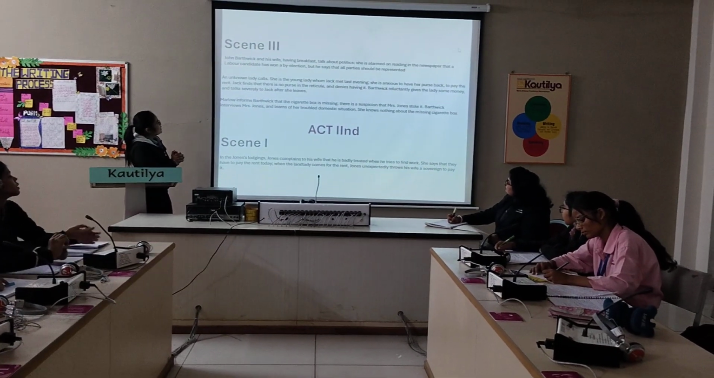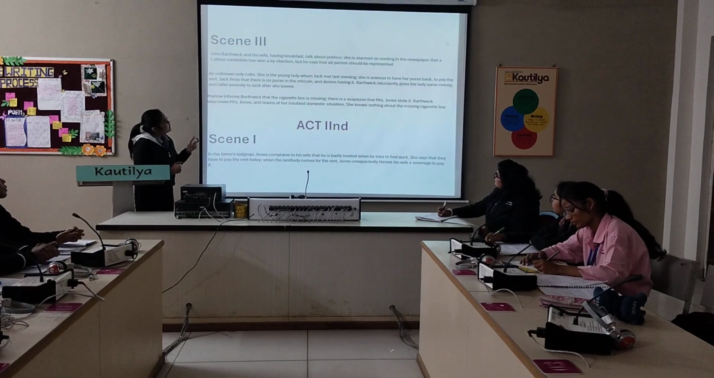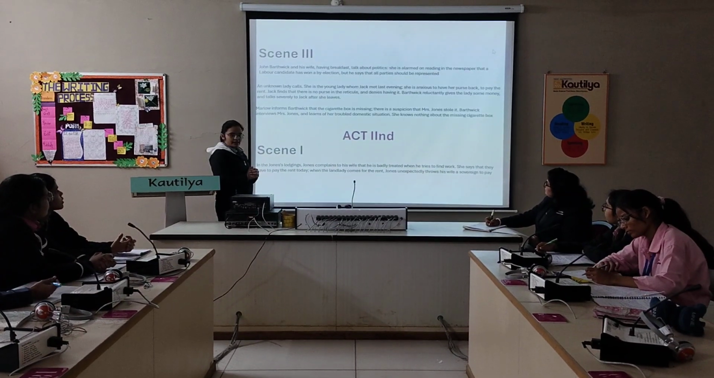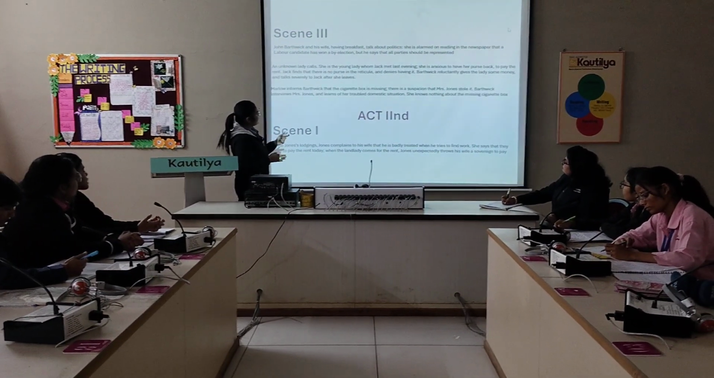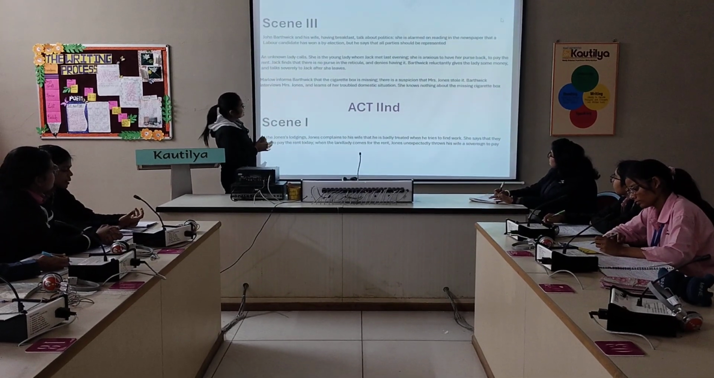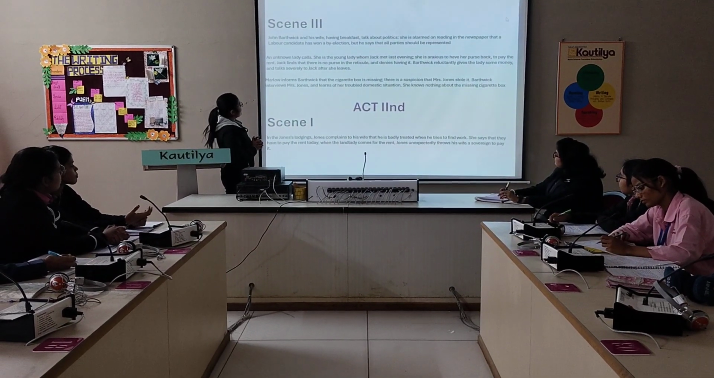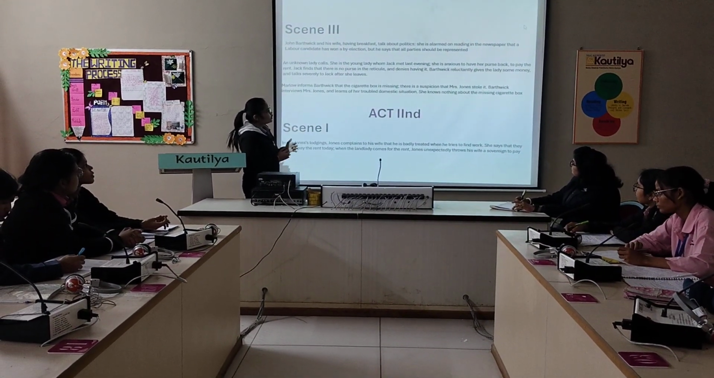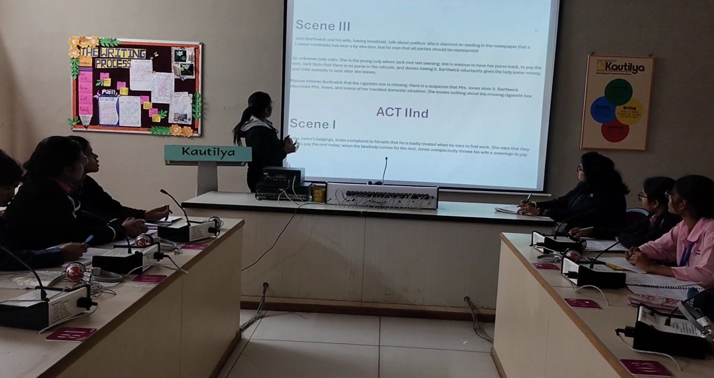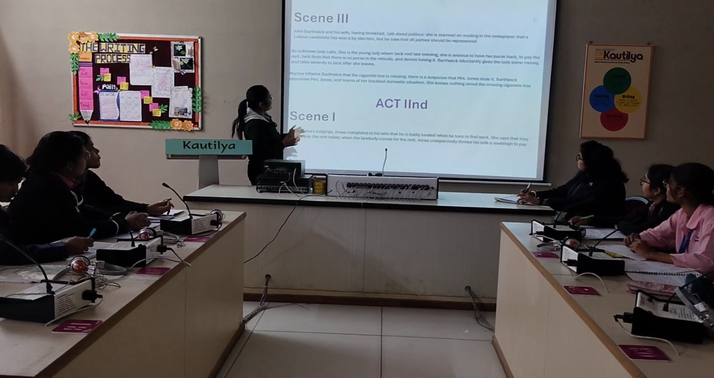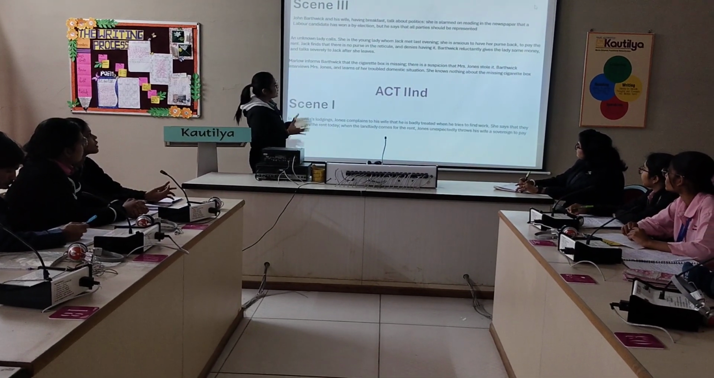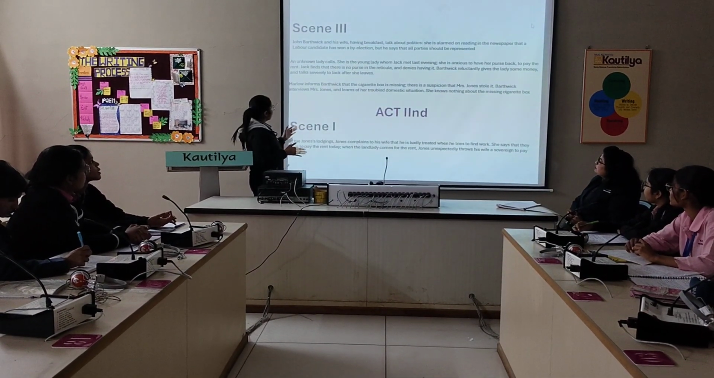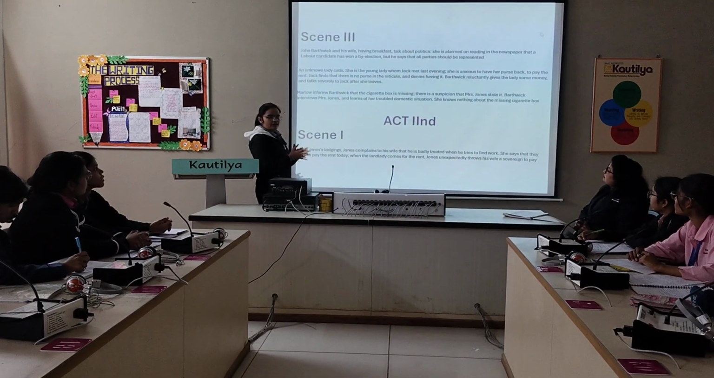Scene third. John Barthwick and his wife, having breakfast, talk about politics. She is alarmed on reading in the newspaper that a Labour candidate has won a by-election, but he says that all the parties should be represented. An unknown lady calls. She is the young lady whom Jack met last evening. She is anxious to have her purse back to pay the rent. Jack finds that there is no purse in the reticule. Barthwick reluctantly gives the lady some money and talks servilely to her, and she leaves.